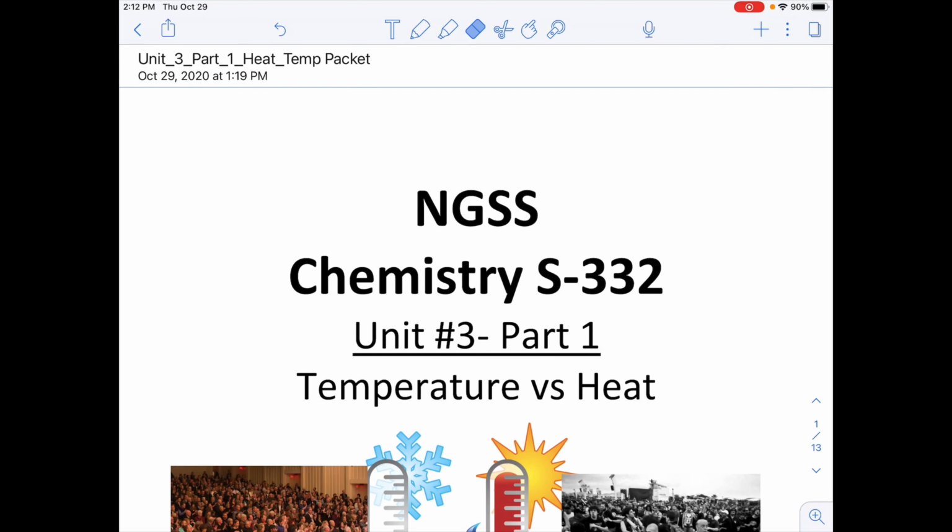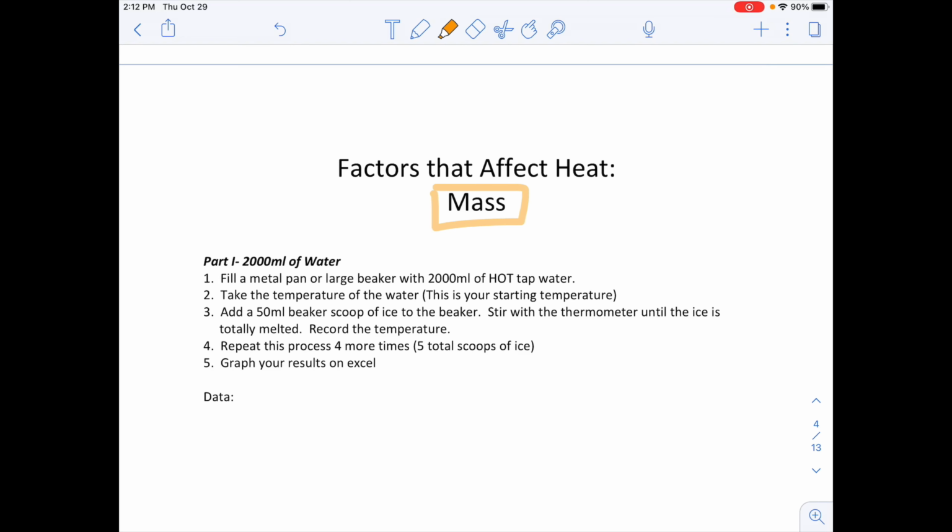There are two parts, both have the same materials needed. First part, we're going to have 2,000 milliliters of water. You need a metal pan or a beaker. We're going to be using a pan today. 2,000 milliliters of hot tap water. We're going to need a scoop of ice.